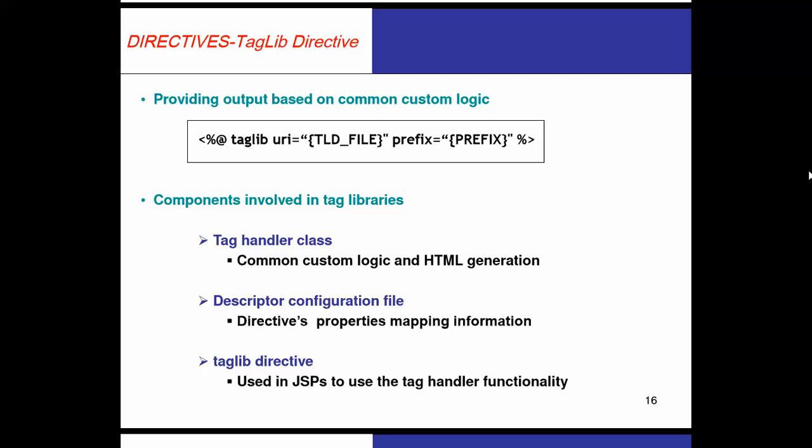In order to bridge the gap between these two, the tag handler class and the taglib directive, we use the descriptor configuration file. What this descriptor configuration file contains is the mapping of information between the taglib directive and the tag handler class. If you see this example, it will be more clear.